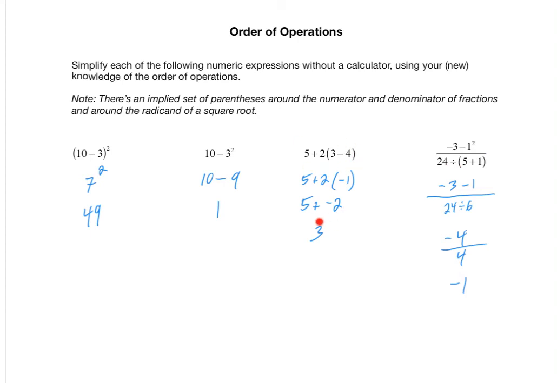This expression is equivalent to 3, this expression is equivalent to 1, and this expression is equivalent to 49. In general, in mathematics, we always want to be able to write expressions in simplest form. We are going to continue with this in a coming screencast. This screencast was meant to remind you of the order of operations or to potentially correct your understanding of the order of operations.